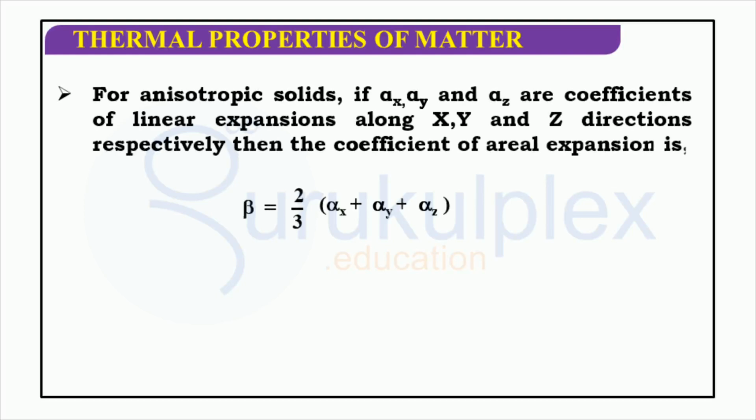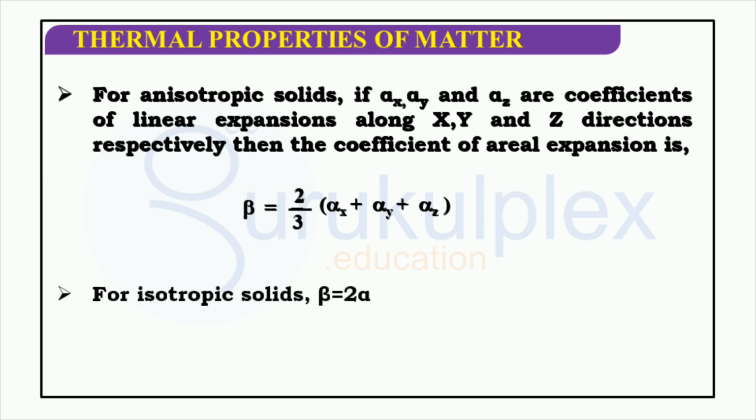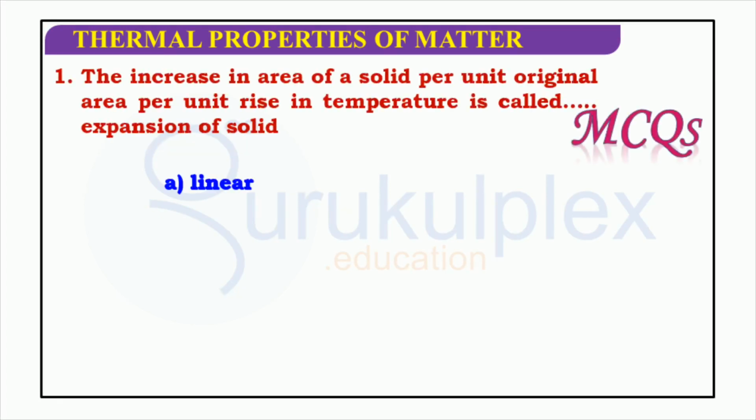The thermal properties of matter can vary based on its structure. For anisotropic solids, the coefficient of areal expansion is determined by taking into account the linear expansion coefficients in the different directions. With isotropic solids, the areal expansion coefficient can be determined by calculating the average of the linear expansion coefficients. Which of these is an example of expansion of solids?